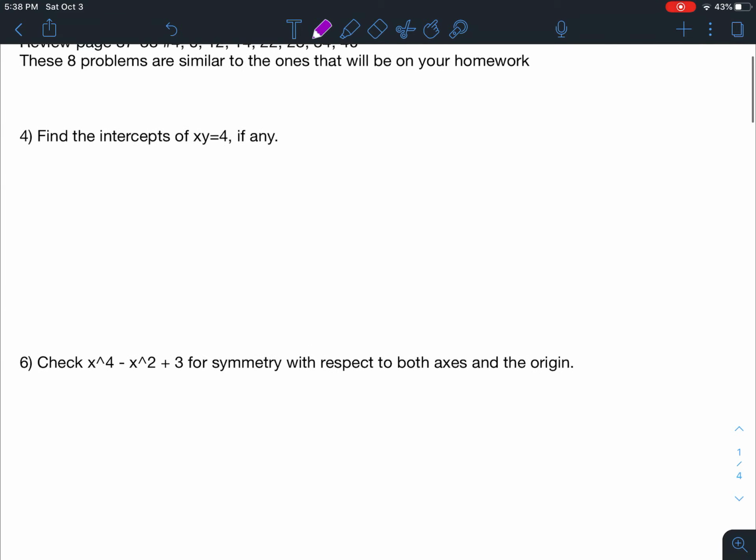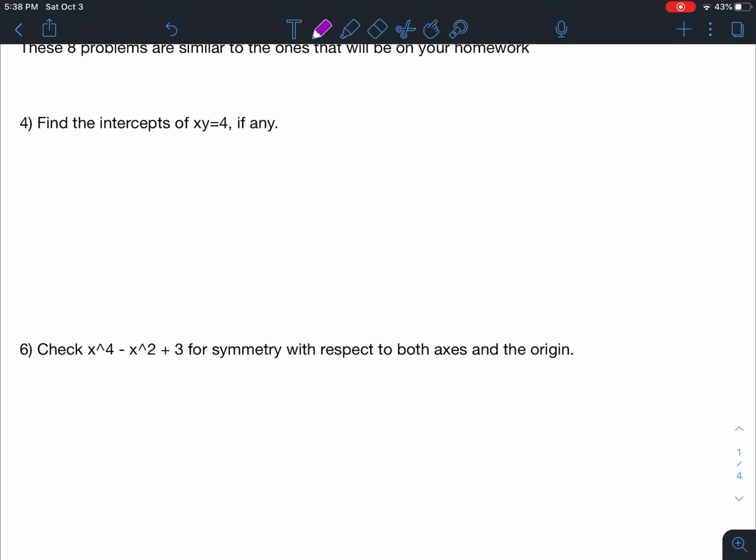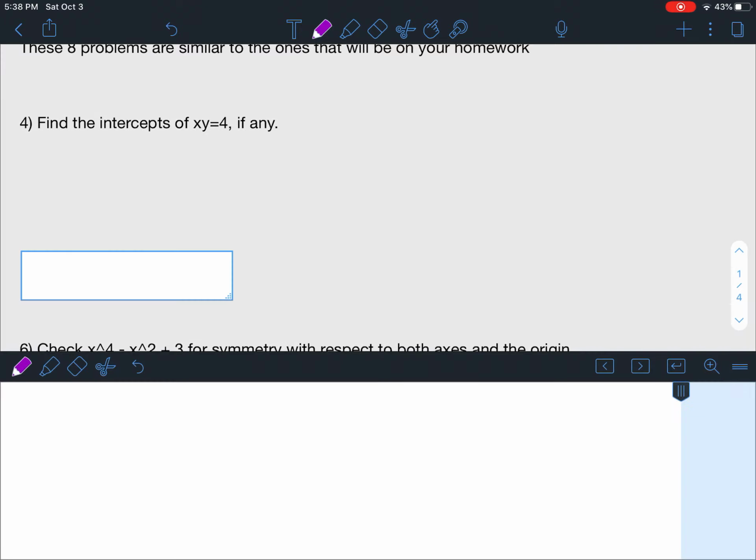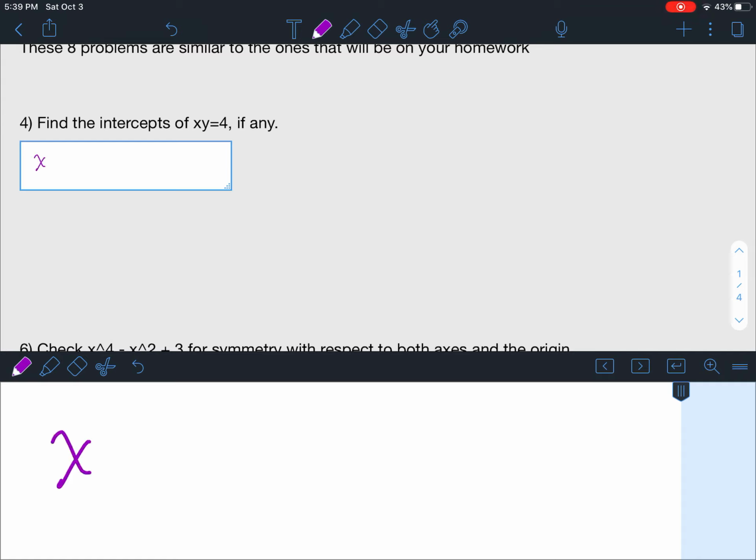So in this first problem, number 4, it says find the intercepts of xy equals 4, if there are any. That means that we have to find the places where xy equals 4 either crosses the x-axis or the y-axis. If it crosses the x-axis, that means the y-coordinate is 0. So you can plug in y to be 0 to find the x-axis intersections.